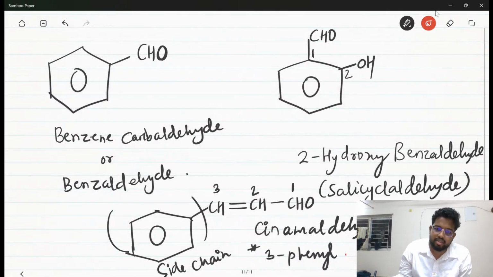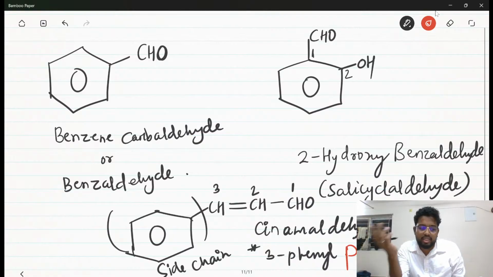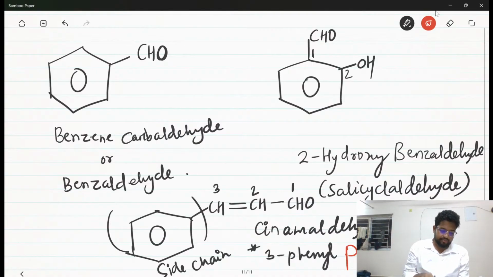Then how many members are in the parent chain? Three, so prop. Is there any double bond? Yes, sir, 2-ene and 1-al. So 3-phenyl, prop-2-en-1-al. Is it? 3-phenyl, prop-2-en-1-al. This is the structure.